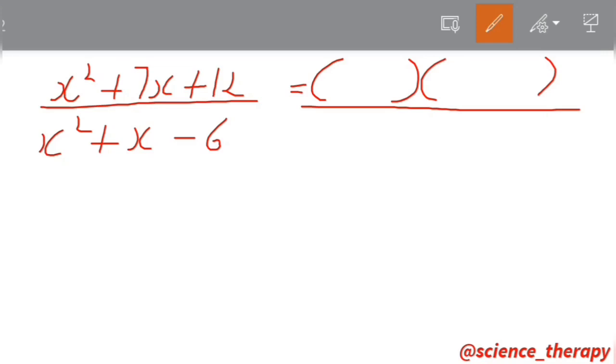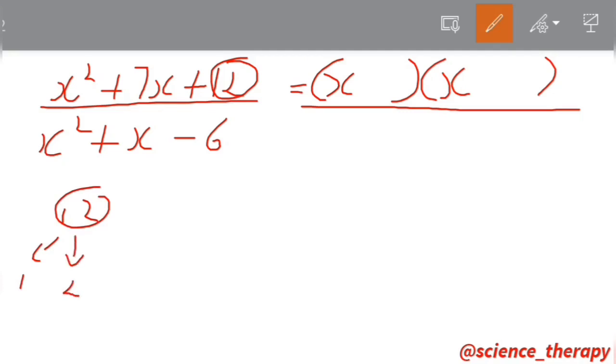In the numerator, now we have x, and now we are looking for the factors of 12, the last term. It's 1, 2, 3, 4, 6, and 12. Now we want two factors of 12. When you multiply them, they give you 12. When you add them, they give you 7. So you have 4 and 3.